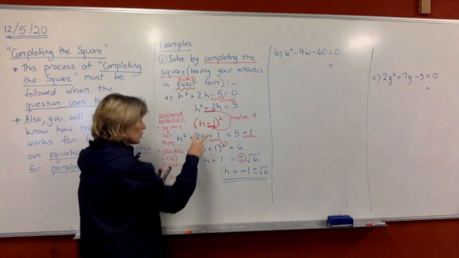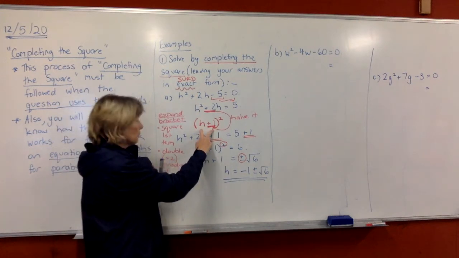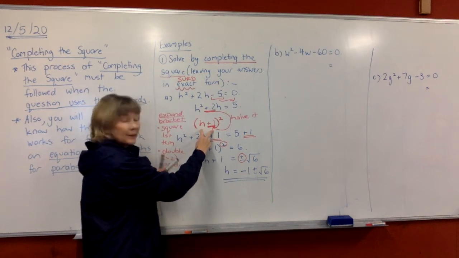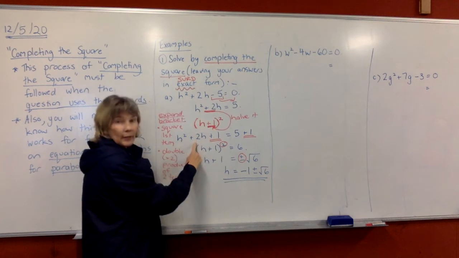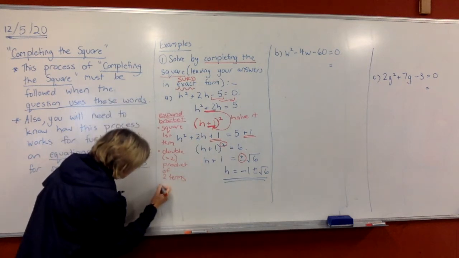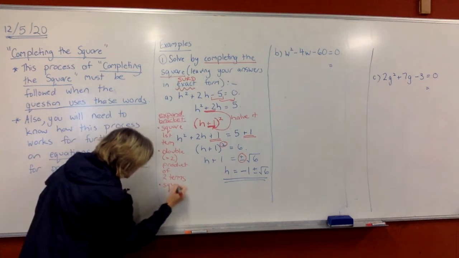So, if you look at the two terms, we have h and positive 1. If you multiply them, you get positive 1h. Double it means just doubling the number part. So positive 1h, double the 1, is positive 2h. And that's what we write down next. And the third thing you're going to write down is squaring the last term.